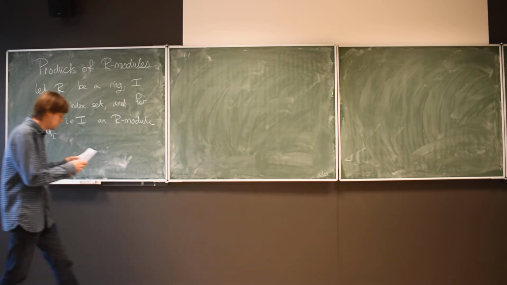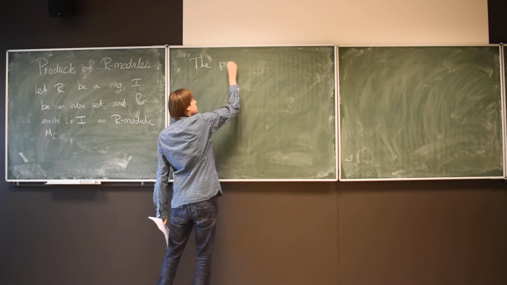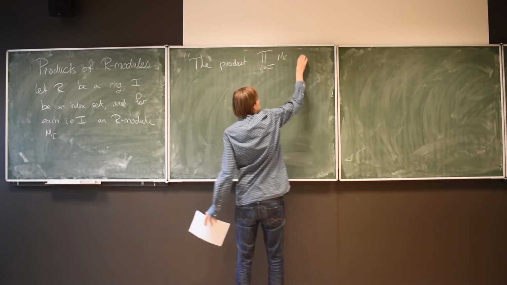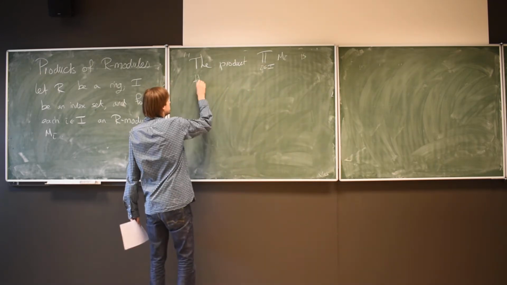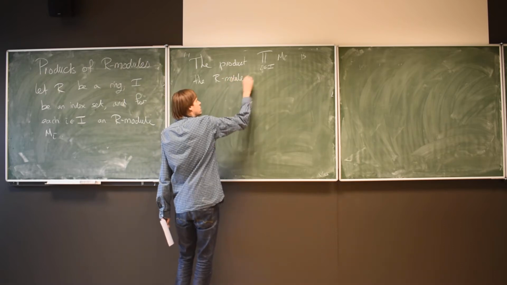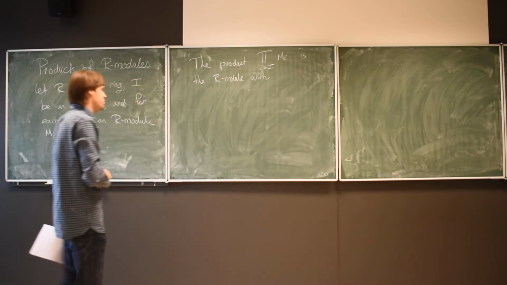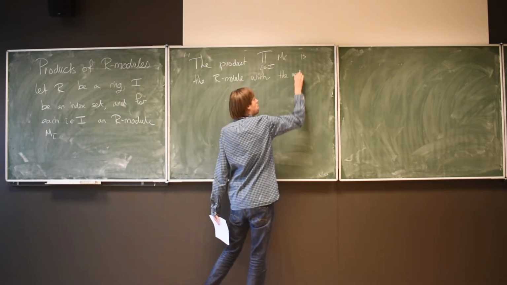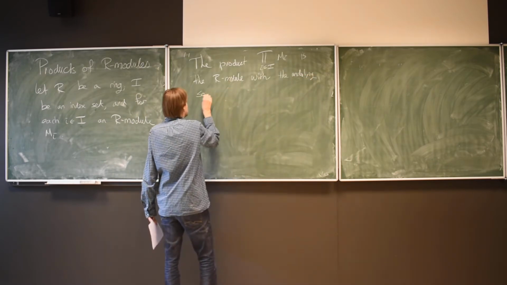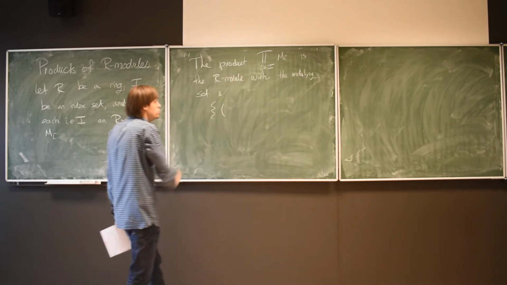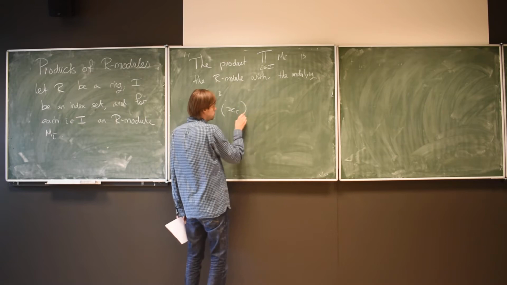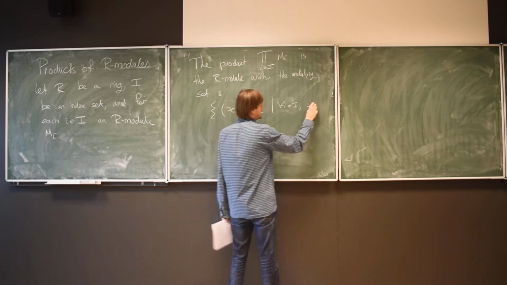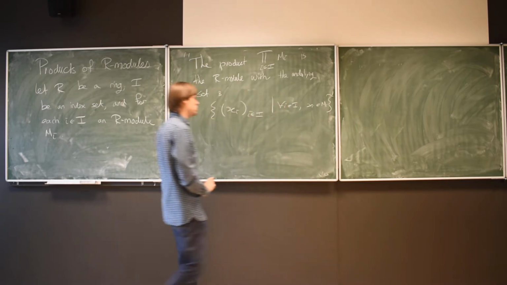So then I can define the product. So the product of Mi over i in I. So what is it? It's again an R module. So if I give you an R module, I have to give you three things: a set and two operations. So the underlying set is the set of all, just the usual product of sets. So all tuples (xi), i in I, where for each i in I, the element xi is an element of Mi. This is just the usual product of sets.